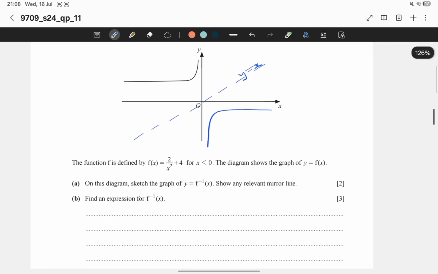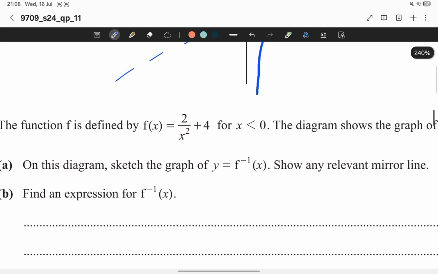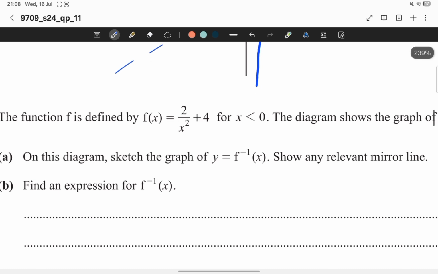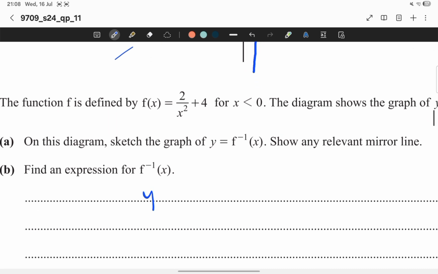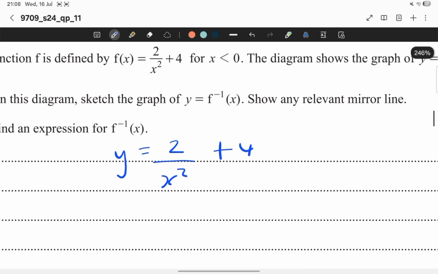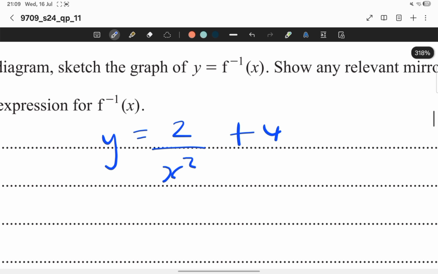And for that, we are going to say if f of x is equal to 2 over x squared plus 4, we're going to take it as y. So it's y is equal to 2 over x squared plus 4, right? Then we're going to exchange the x and y values. So where we have y, we're going to put x, and where we have x, we're going to put y. And after that, we're going to try and make the new y the subject of the formula. So this would be x is equal to 2 over y squared plus 4.